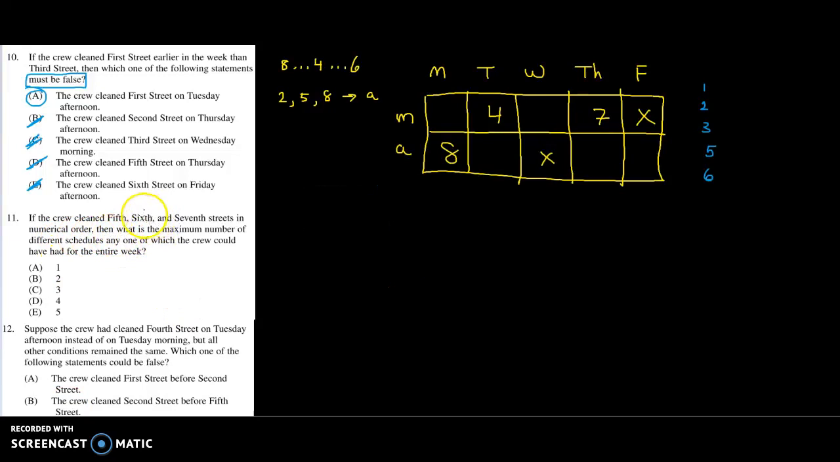If the crew cleaned 5th, 6th, and 7th streets in numerical order, okay, just stop there. The rest of this is scary looking, what this means. So we'll translate it in a moment. But let's just start with this. If 5th, 6th, and 7th streets have to be in numeric order, that means we'd have to put this. Right? Just take a moment and think about it. Just pause that for a moment, if that's confusing. But we'd have to place those pieces there.